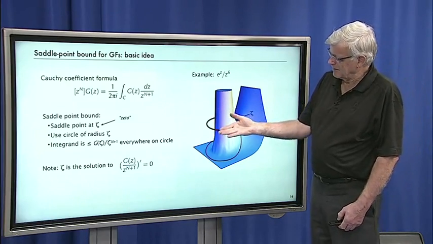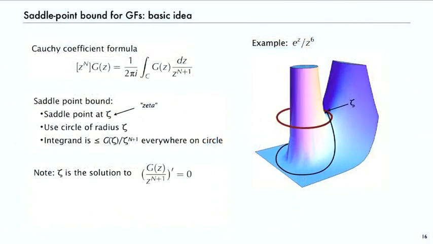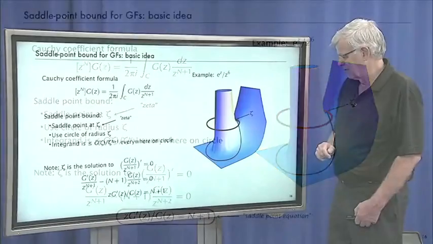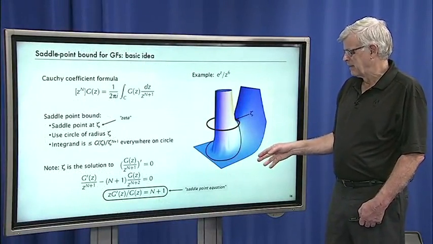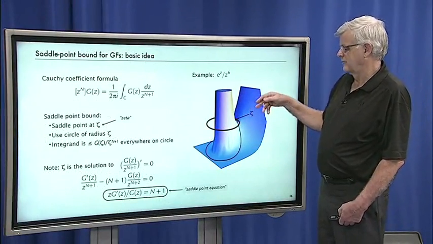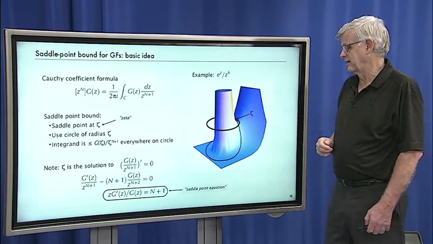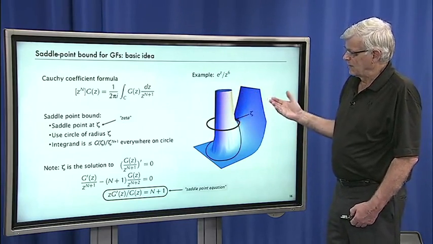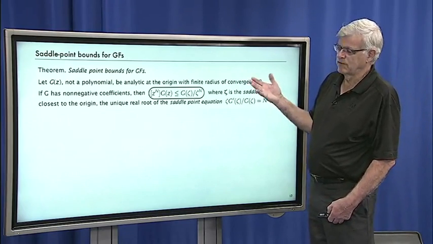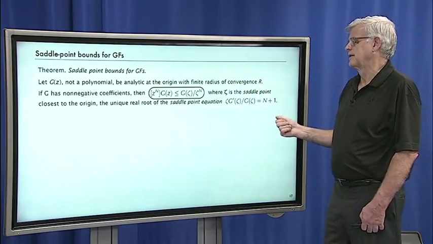Now, what's zeta? It's the solution to the derivative of this function equals 0. And that's just doing the math. It's g prime over z to the n plus 1 minus n plus 1 times g over z to the n plus 2, multiplied by z to the n plus 2. We get z g prime over g equals n plus 1. That's known as the saddle point equation. So that's the idea. Find zeta and just use the bound g of zeta over zeta to the n plus 1. Here's a formal statement of the bound.